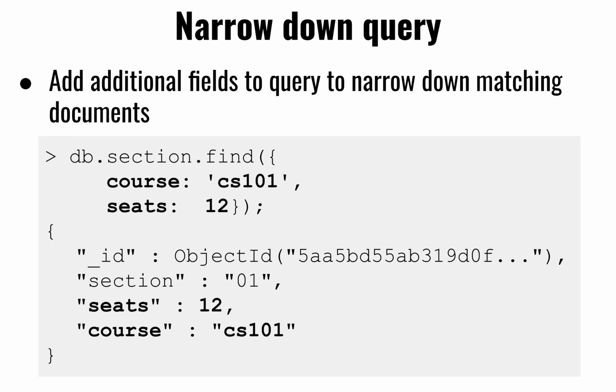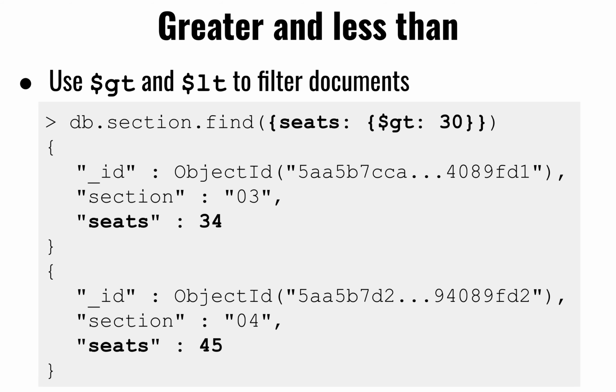See that? So that's treated like an and. It has to match this criteria and it has to meet this other criteria. It's a pattern match, and so both of them have to be true. And there's only one section for CS101 that has 12 seats. If there were multiple sections with the same seats, then it would return multiple objects, multiple documents.